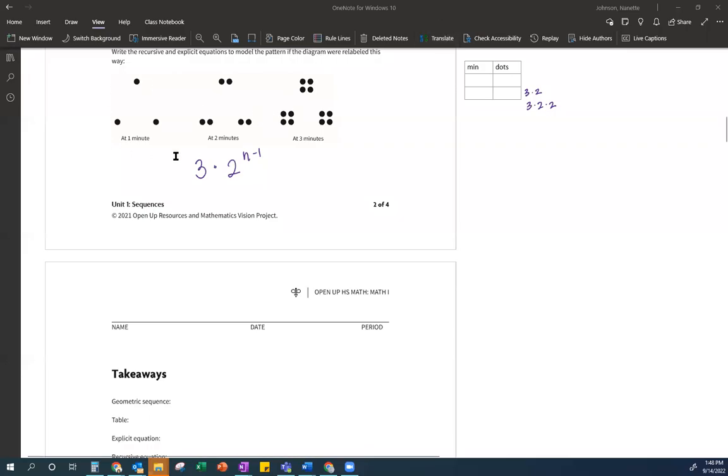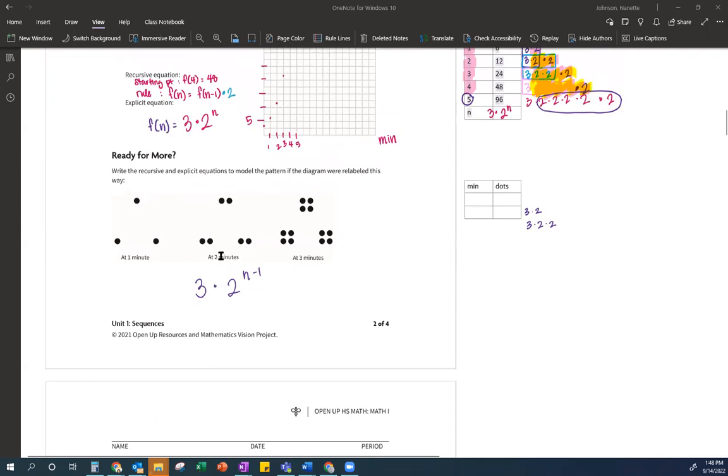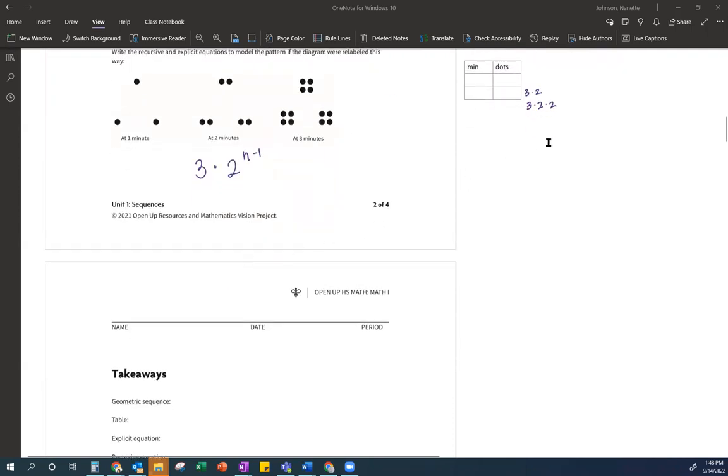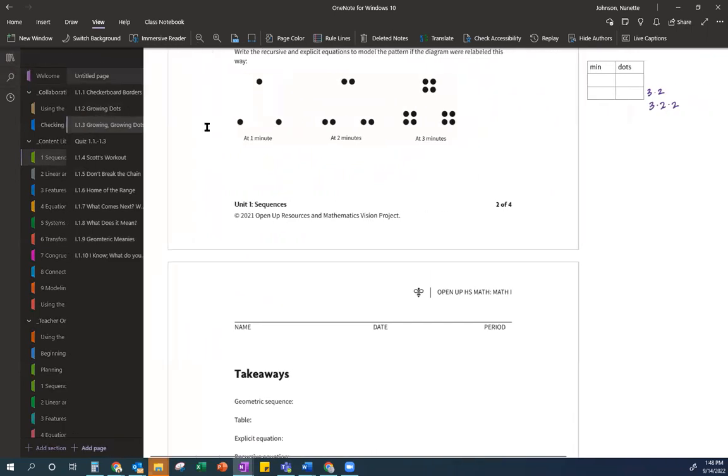So this is going to be 1.3, slide 8 on Desmos, ready for more. It's right here, ready for more on 1.3. Same things. Hold on a second. I just erased that. That's supposed to be there. That's the answer, but it's not erasing.